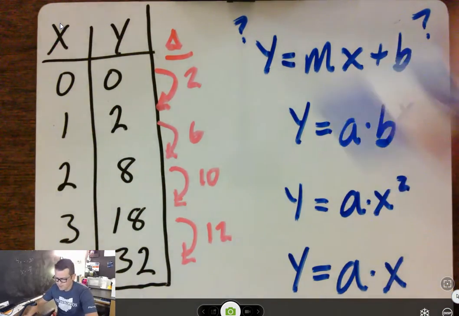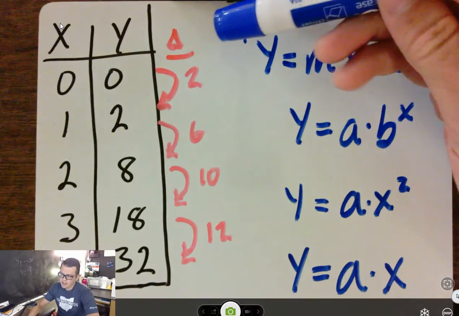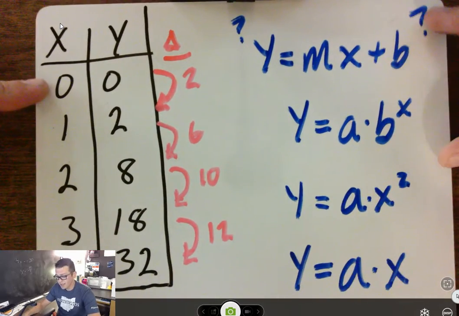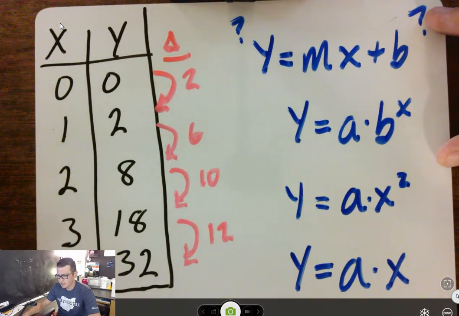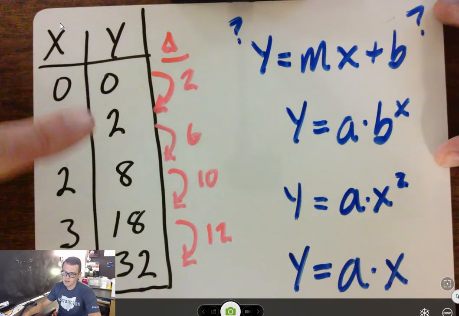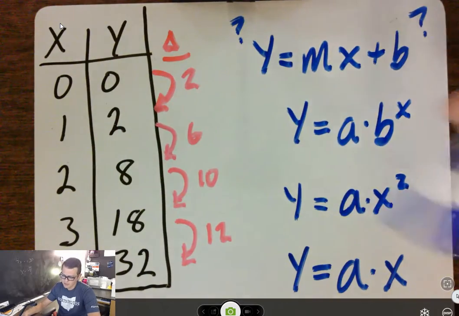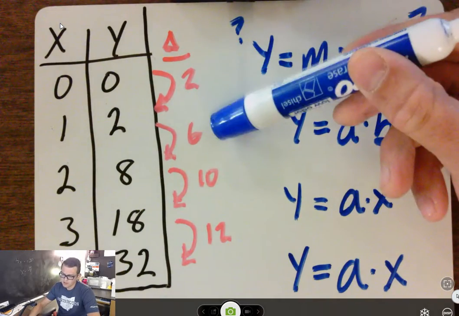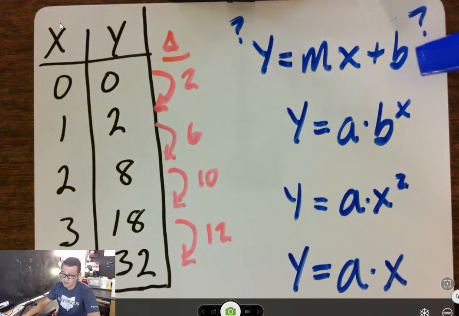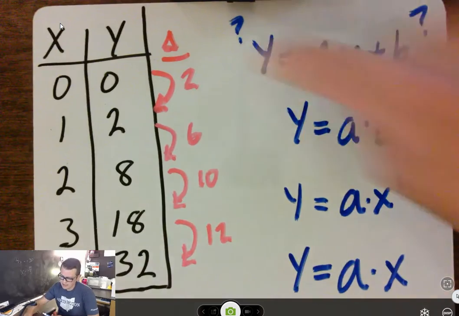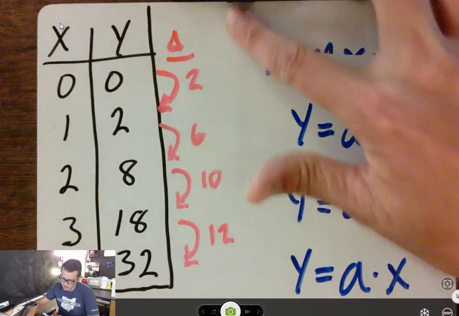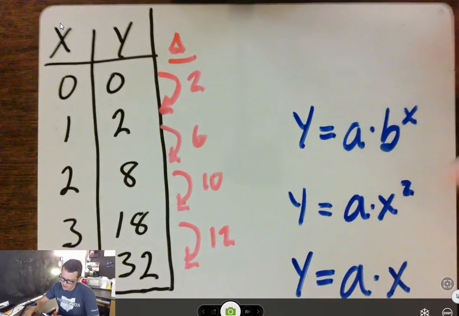So what I've set up here is a little extra column for the delta, the change that we see happening in the y's. Because the change in the x values is consistently increasing by 1, we know that the y should be consistently increasing by something if it's linear. So we see an addition of 2, an addition of 6, an addition of 10, an addition of 12. So that tells us that this linear form, y equals mx plus b, is not going to work for us. It cannot be linear since this change is not consistent. So we're going to go ahead and get rid of that option.